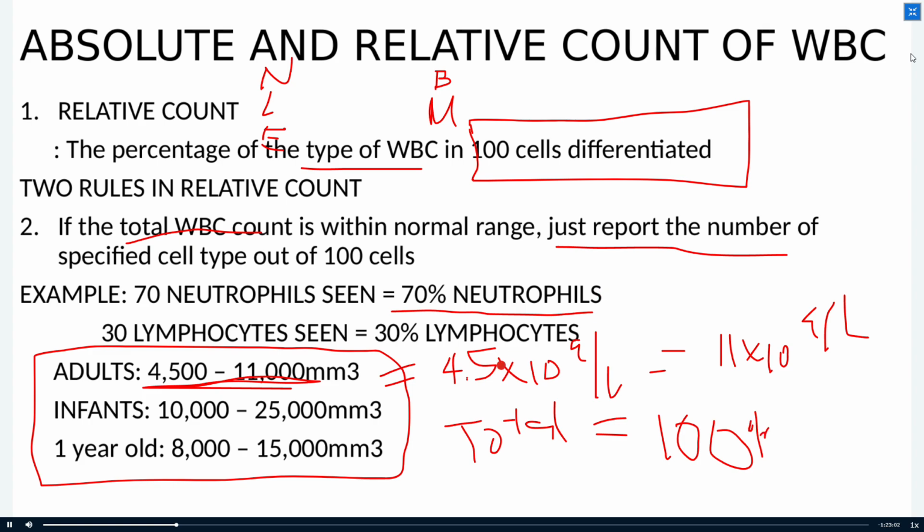Ulitin ko, the first rule class in your relative count is that if the total WBC count is normal, within normal range, you're just going to report the number of specified cell type out of 100 cells. So if you saw 70 neutrophils, you're going to report that as 70%. The percent class is the unit of your relative count. So if you saw 30 lymphocytes, you report that as 30% lymphocytes. Any question? None? Okay.